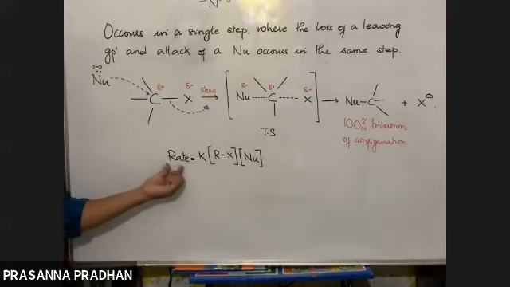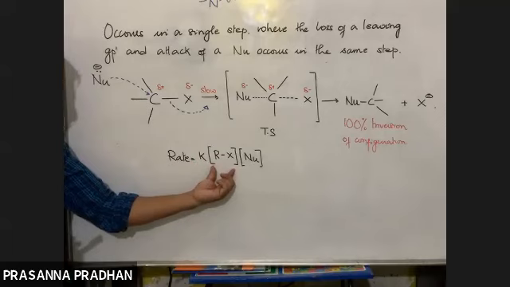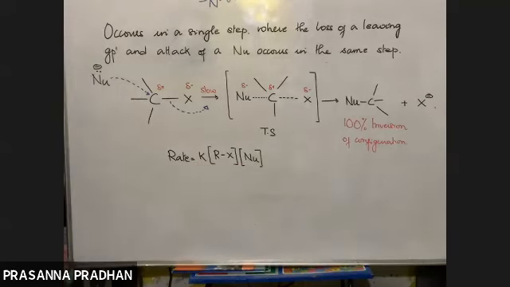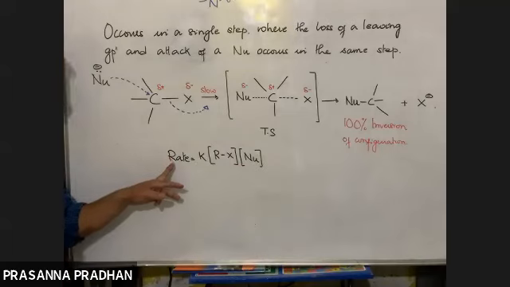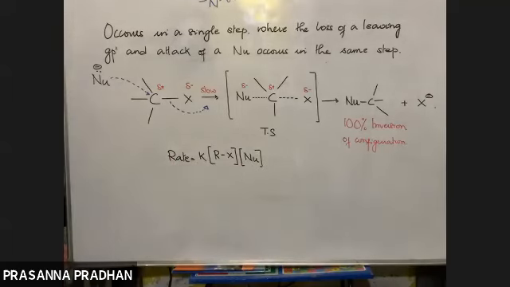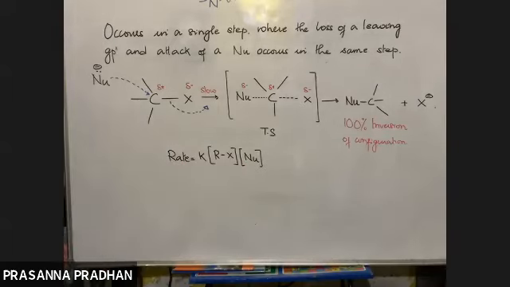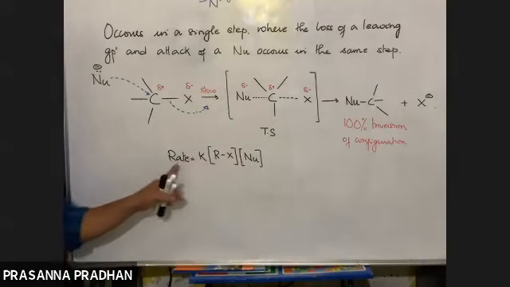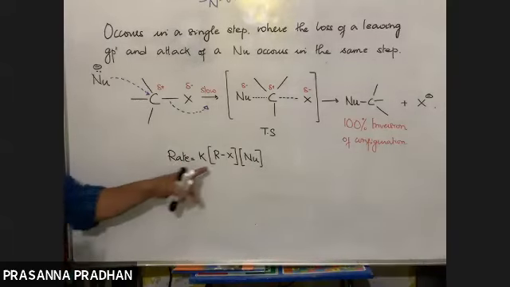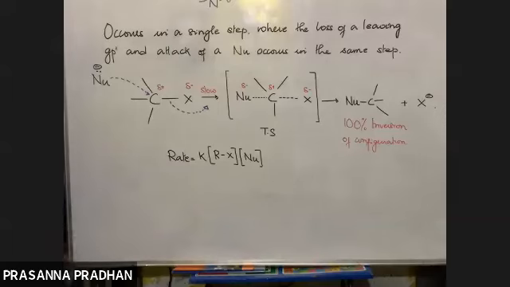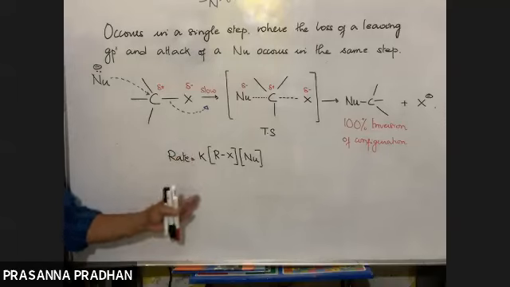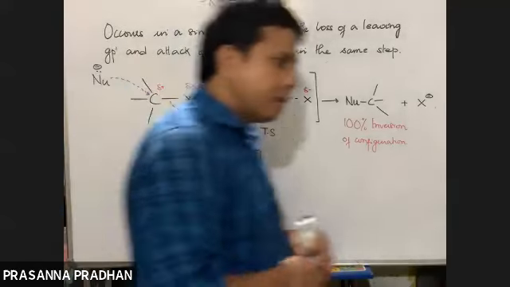So here the rate is equal to k[alkyl halide][nucleophile]. Remember, unlike the SN1 reaction, the rate depends upon the concentration of the nucleophile as well. In the SN1 reaction, just the alkyl halide was involved, but here a nucleophile is also involved in the rate determining step. If I increase the concentration of nucleophile, the rate will increase, or if I increase the concentration of alkyl halide, the rate will also increase. So the rate depends upon the concentration of both.